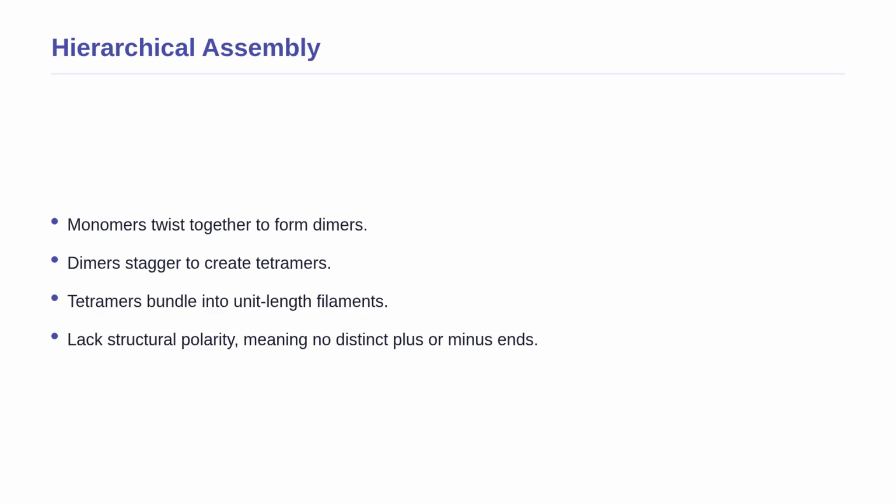A very important feature of this assembly is that they lack structural polarity. This means they do not have distinct plus and minus ends like other filaments do. Because of this lack of polarity, they cannot serve as directional tracks for motor proteins, which perfectly suits their role as purely structural cables.